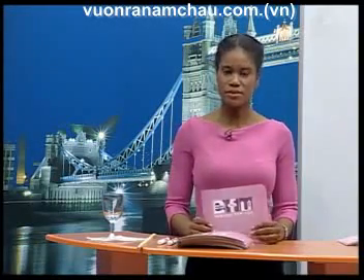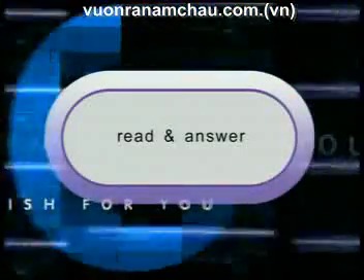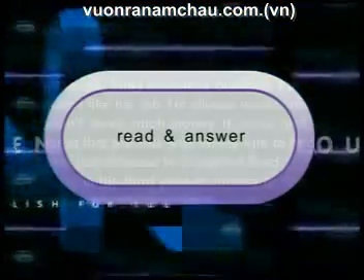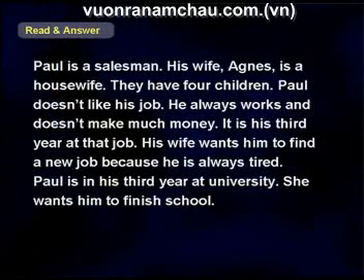Now, read the story and answer the questions. Read and answer. Paul is a salesman. His wife Agnes is a housewife. They have 4 children. Paul doesn't like his job. He always works and doesn't make much money. It is his 3rd year at that job. His wife wants him to find a new job because he's always tired.